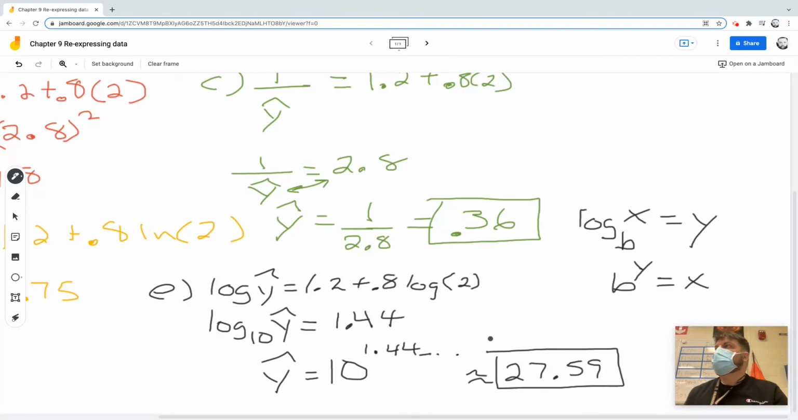Okay, any questions on that? No. So the trick here was just doing regular pre-calculus algebra, but you've got to solve for y hat at the end. And if you're a little rusty with your logs, you would get stuck. Okay.